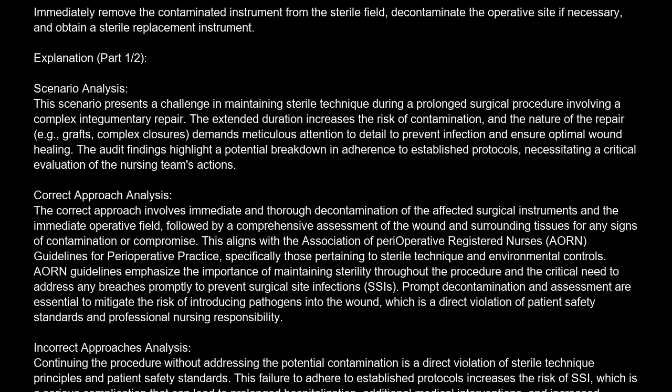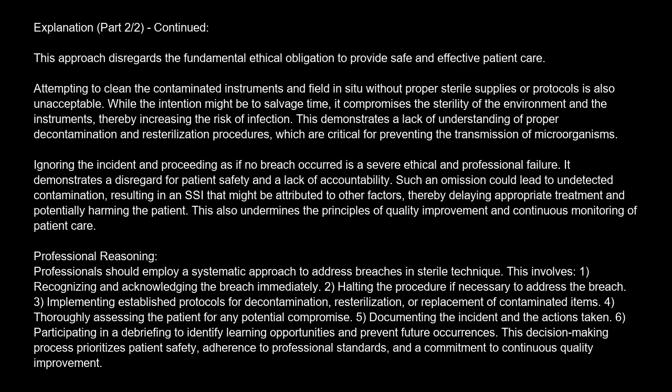Prompt decontamination and assessment are essential to mitigate the risk of introducing pathogens into the wound, which is a direct violation of patient safety standards and professional nursing responsibility. Incorrect approaches analysis. Continuing the procedure without addressing the potential contamination is a direct violation of sterile technique principles and patient safety standards. This failure to adhere to established protocols increases the risk of SSI, which is a serious complication that can lead to prolonged hospitalization, additional medical interventions, and increased healthcare costs. This approach disregards the fundamental ethical obligation to provide safe and effective patient care.